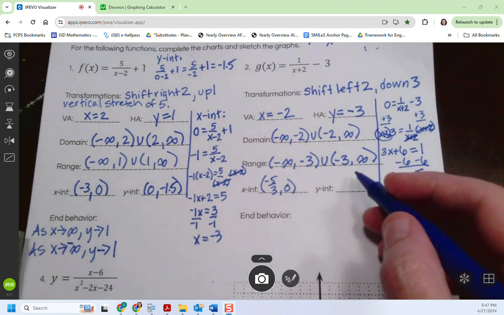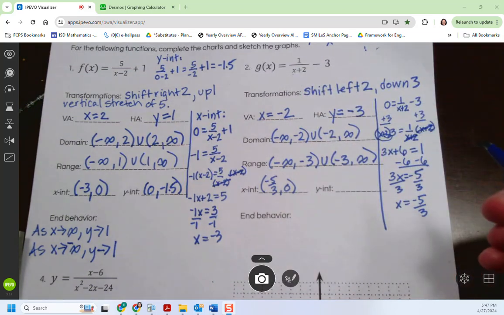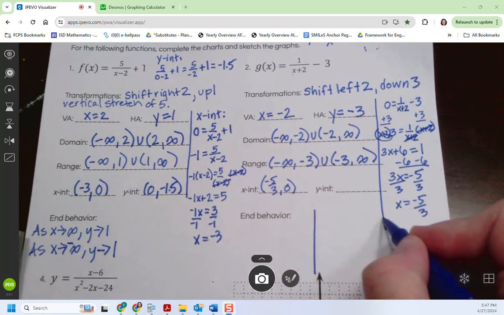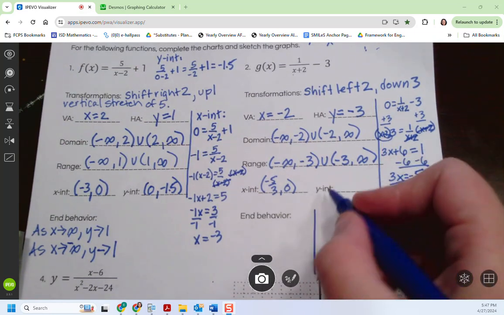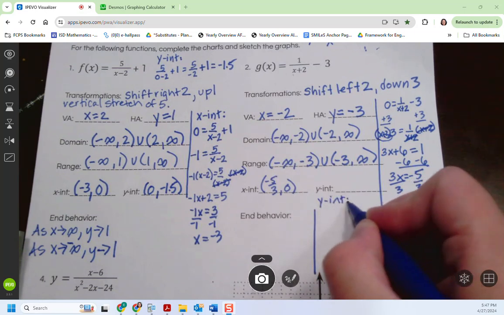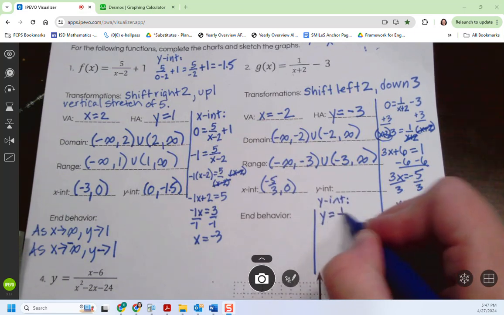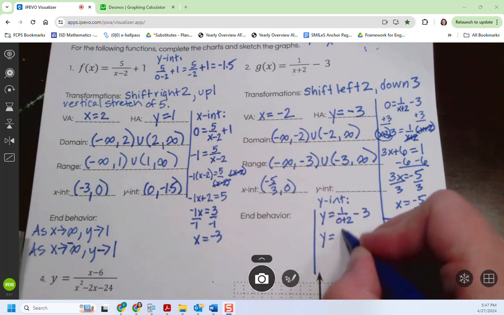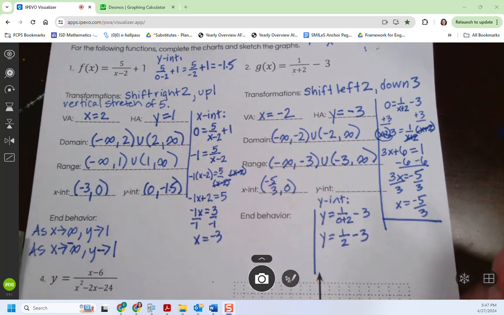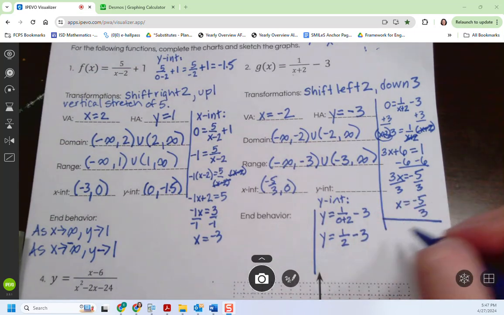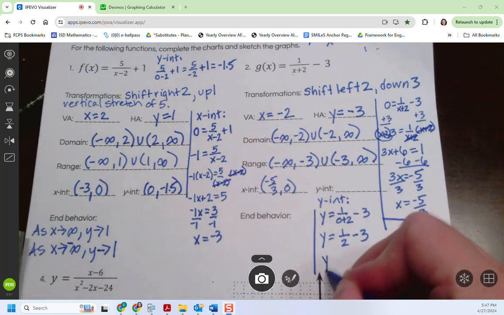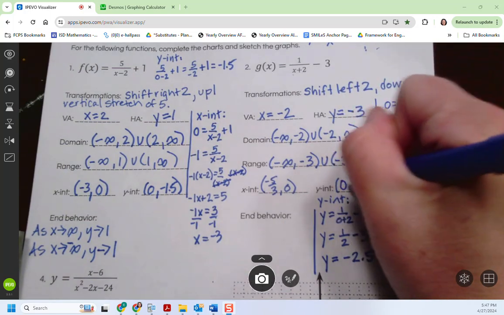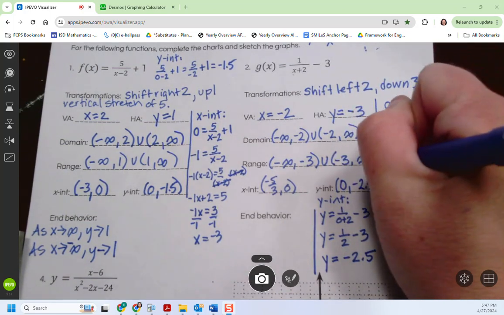All right, for my y-intercept, I'm going to make the x 0. And so I'm going to do that over here, I think. Let's save this space for end behavior, and let's use this space for y-intercept. Y equals 1 over 0 plus 2 minus 3. So y equals 1/2 minus 3. And you can use a calculator if you want, but that should be negative 2.5. So we put 0 for the x, and we got negative 2.5 for the y.